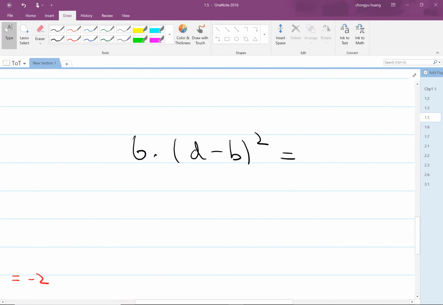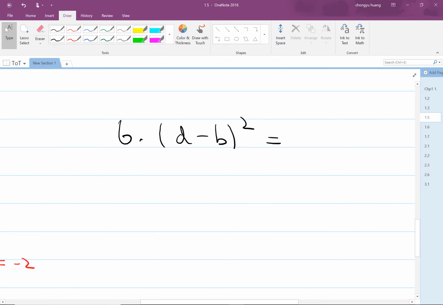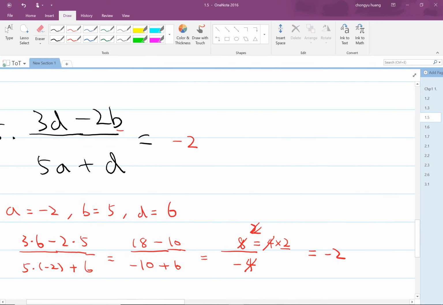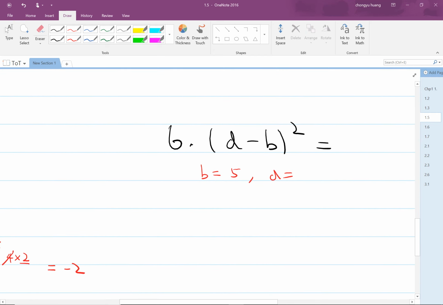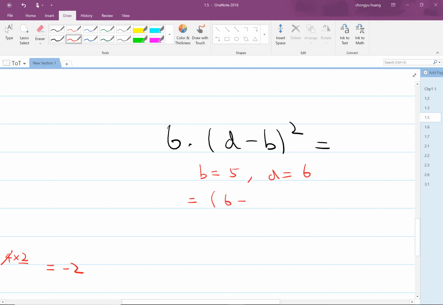So let's move on to question 6. So we got 2 variables over here. So we have b equal to what? B equal to 5. And then what about d? D is equal to 6. Right? So we need to plug in those numbers. So d is equal to 6 minus b, b is equal to 5, and then square. So we have 6 minus 5, which is 1. So it's going to be 1 squared.